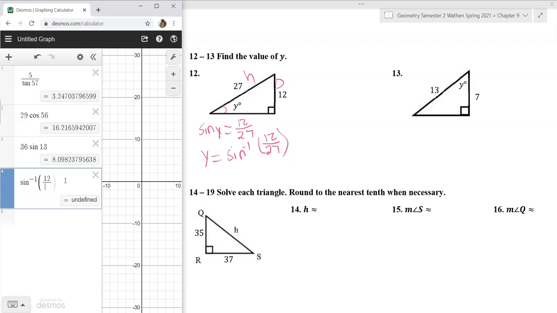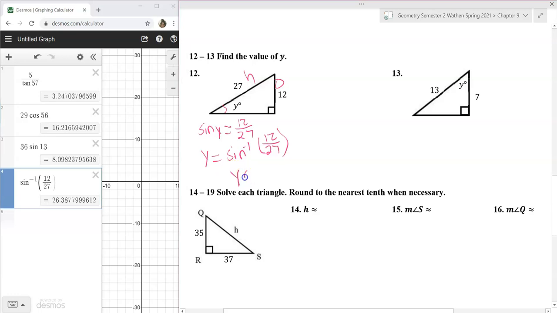And that would be 26.39 approximately. And yeah, that makes sense because we should have an acute angle there, smaller than 90 degrees, and we do, so that's good. On number 13, we are given our adjacent and our hypotenuse.